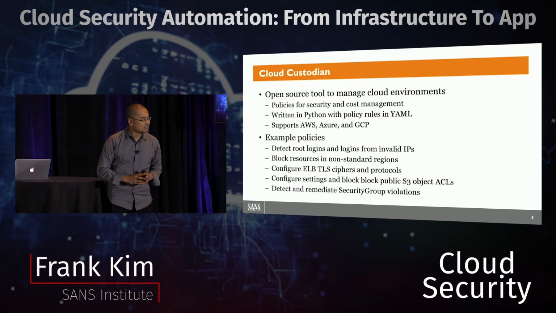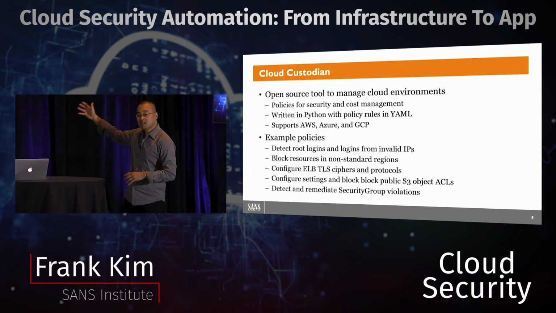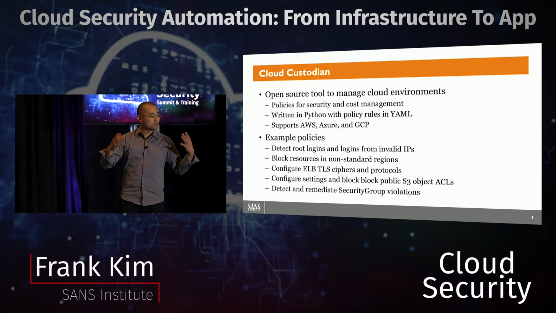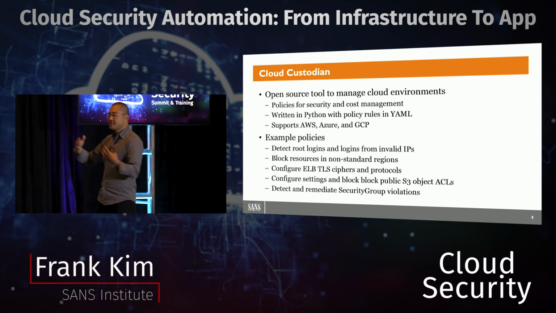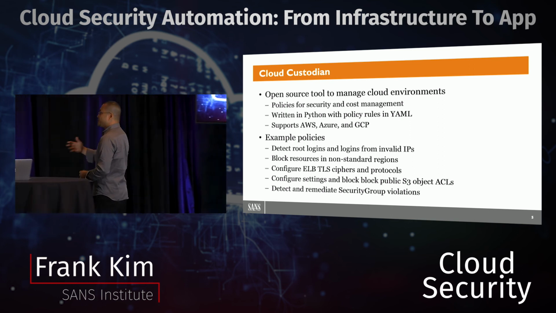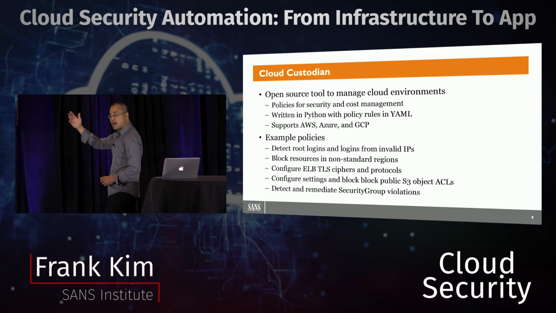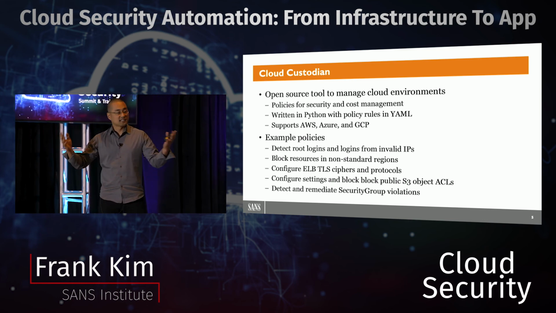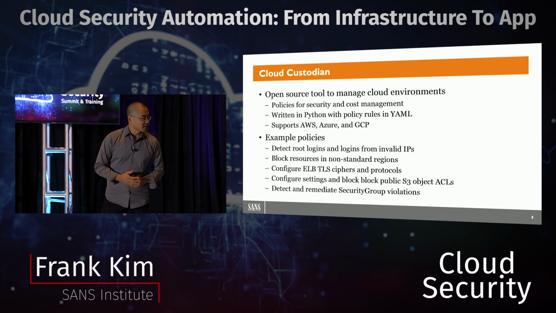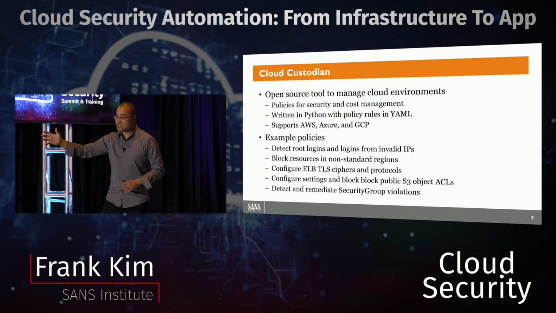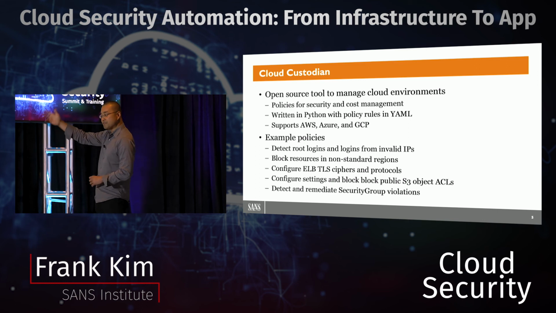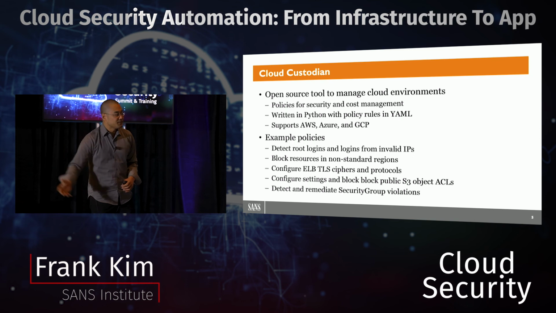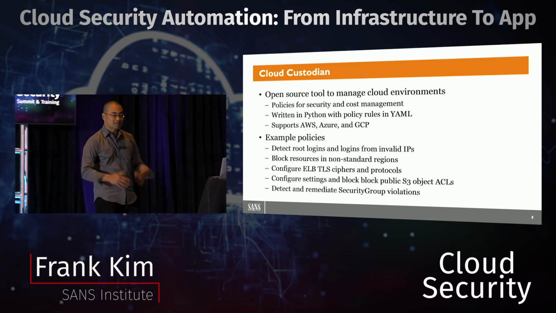Now, Cloud Custodian does a number of things, but some of the items that I've pulled out and listed on this particular slide are related more towards the automation-related things that ideally we'd want to have handled automatically for us, automatically detecting root logins, automatically blocking resources in non-standard regions. As we know, there are many different AWS regions. Your organization might only be deploying infrastructure services in some of those regions. In those particular cases, if you see something spun up from a non-standard region, well, you might want to stop that.